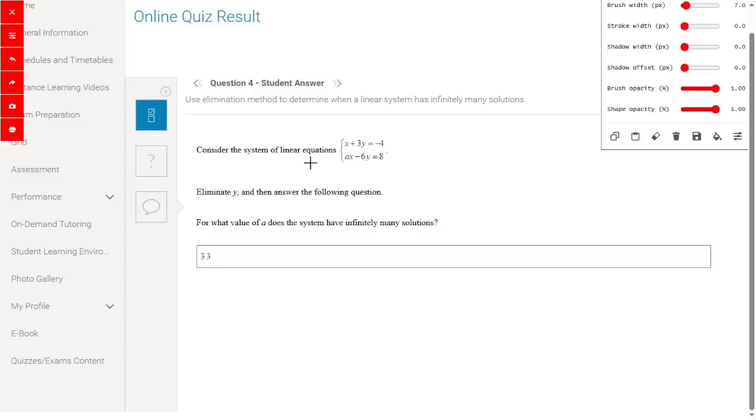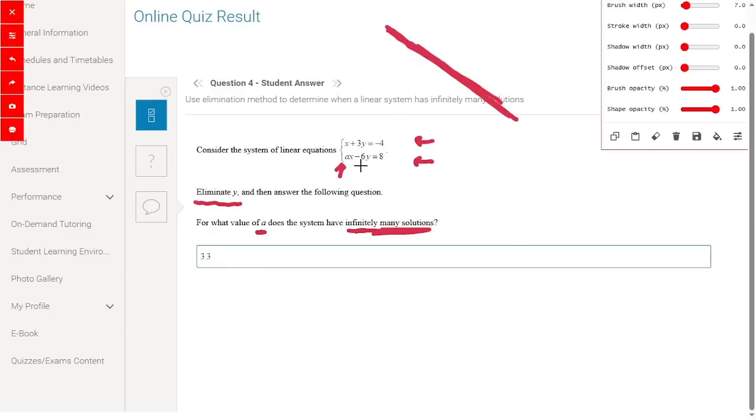Consider the system of linear equations x plus 3y equals minus 4 and ax minus 6y equals 8. Eliminate y, and then answer the following question. For what value of a does the system have infinitely many solutions? Infinitely many solutions means these two lines have to be the same, because they lie on each other. So this equation has to be exactly the same as this equation.